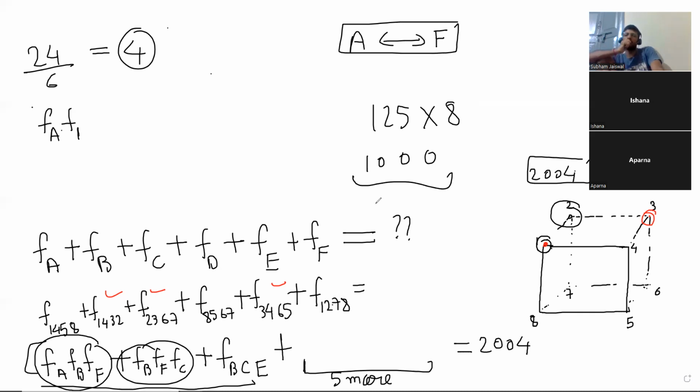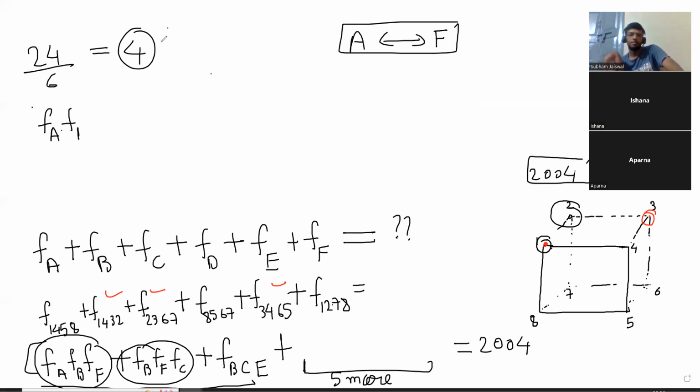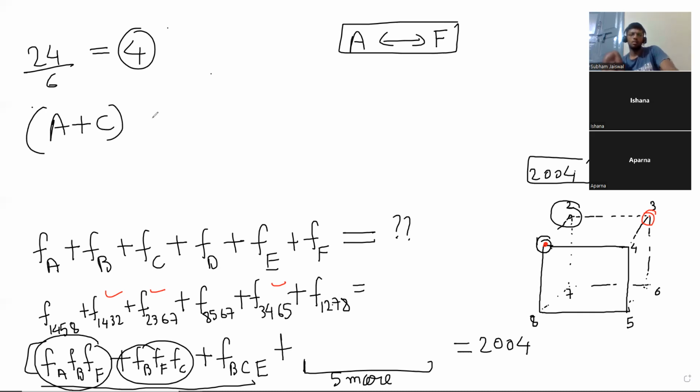Sir, I actually could factorize it now. Oh, yes. What is the factorization? Sir, I'm getting A plus C into B plus C into E plus F. Okay, that is a nice one. A plus C into B plus D into E plus F.